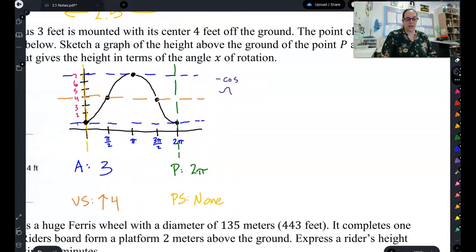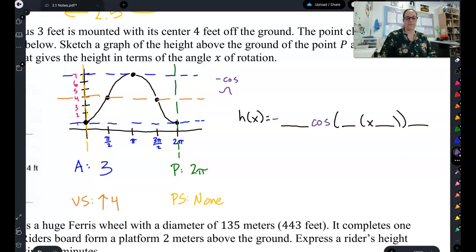So I want you to take all that information and write a cosine equation. Cosine, because we know this is a cosine shape. And in fact, we know this is a negative cosine shape. So pause the video, take all of this information, put it into the right place in the equation, and then come back to check your work and see how you did.